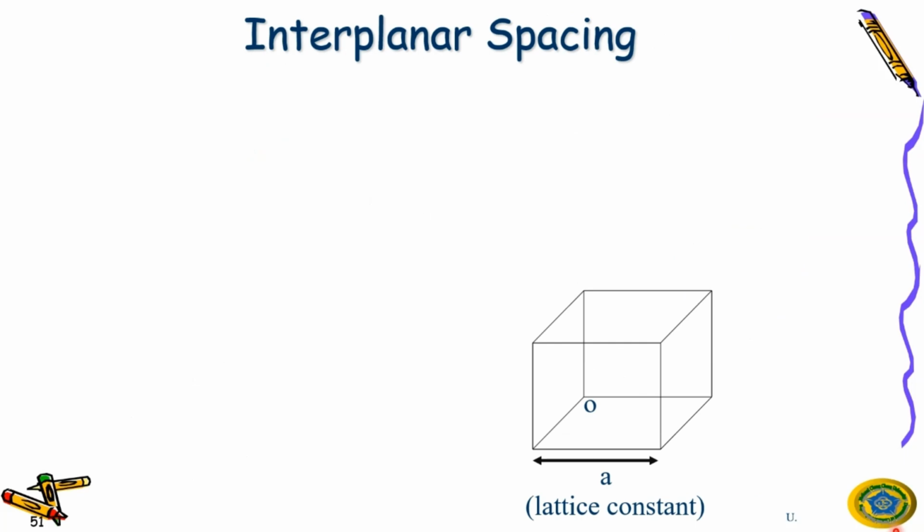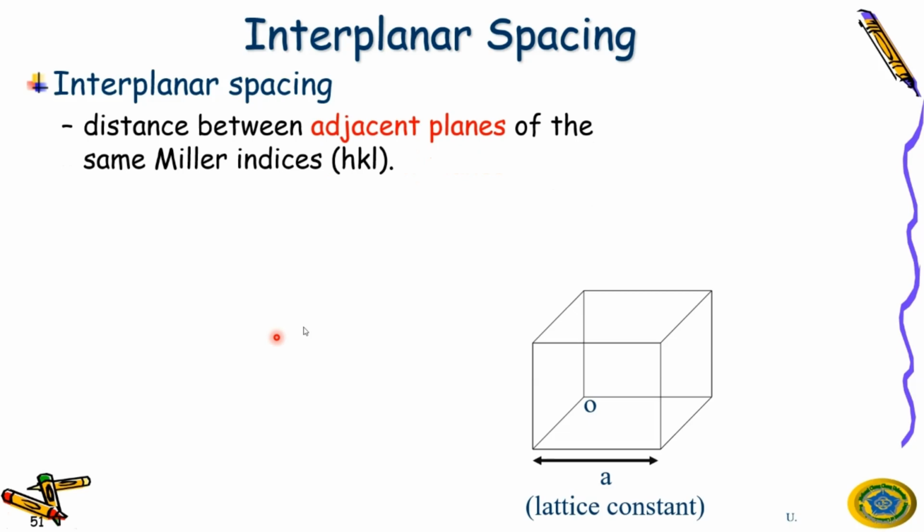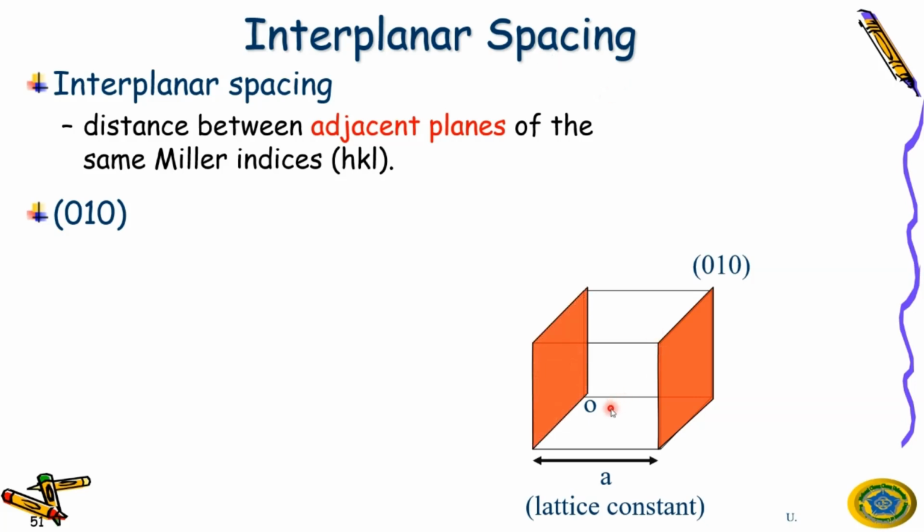Now, next one is interplanar spacing. What's interplanar spacing? The definition of interplanar spacing is the distance between adjacent planes of the same Miller indices. For example, if you have (010), this one. What's the interplanar spacing? It means the distance between two planes, and these planes are the same plane. For example, this one. I hope you remember.